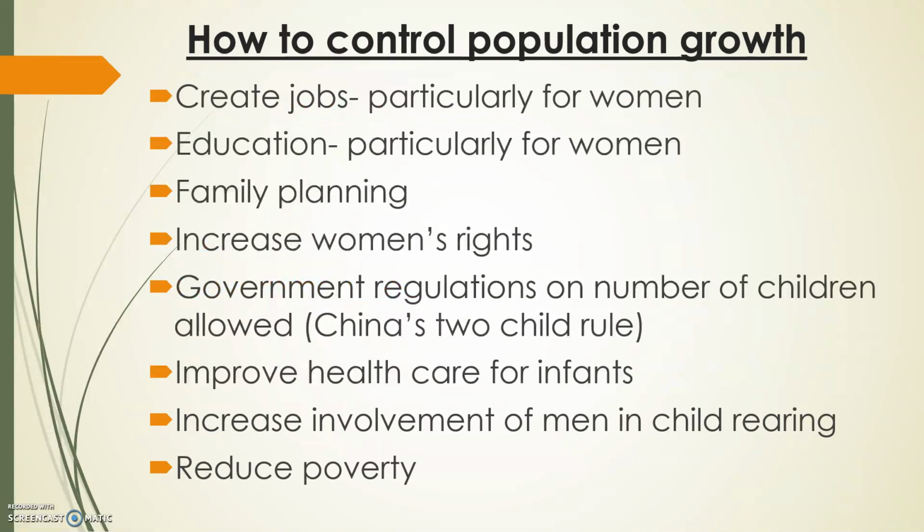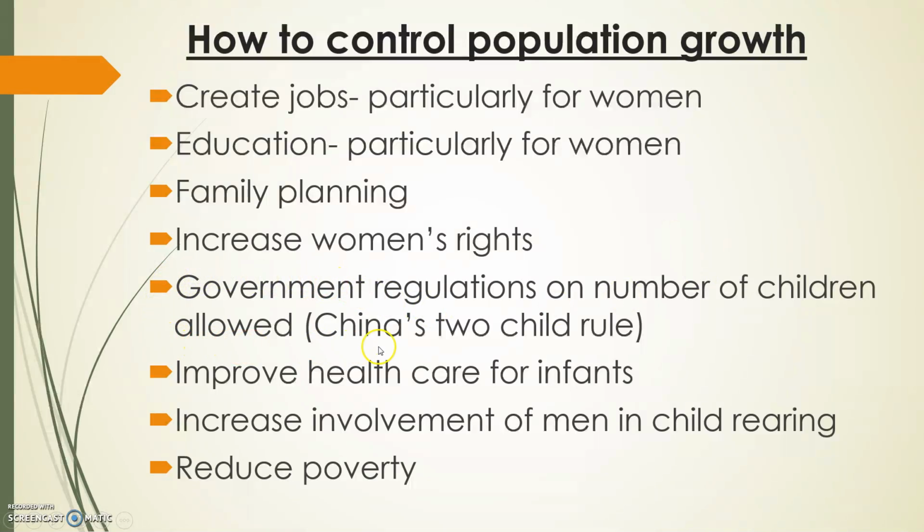All right, so some things you might be thinking after looking at some of these numbers. Our population is skyrocketing on this planet. What in the world can we do to control this population growth? Here's a giant list of things that we can do. Some of them have been done. Some of them are being done right now in the US.